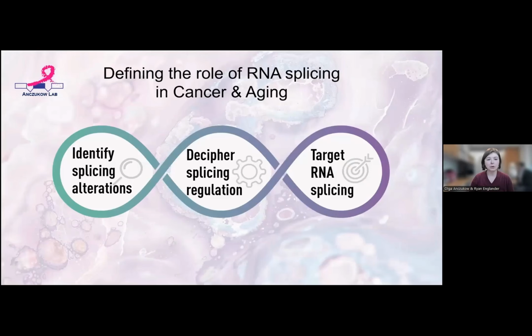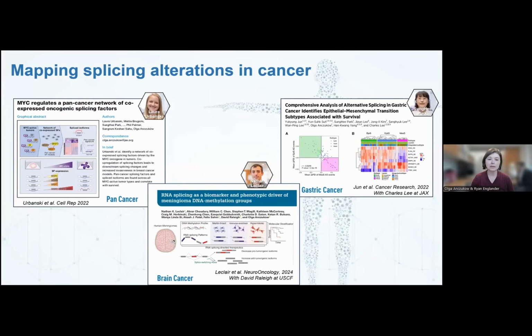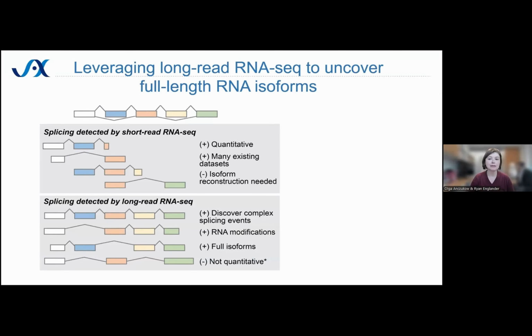Our lab's overarching goal is to identify splicing alterations in cancer, age-related diseases, and rare diseases, decipher splicing regulation, and develop strategies to correct these mistakes. Over the past years, we have used RNA sequencing approaches to identify splicing vulnerabilities across a number of cancers, including breast and other MYC-dependent tumors, brain cancer, and gastric cancers. In addition to using short-read RNA sequencing, which is very popular, we have also leveraged long-read RNA sequencing, which is really a critical approach for capturing isoform diversity and complexity.